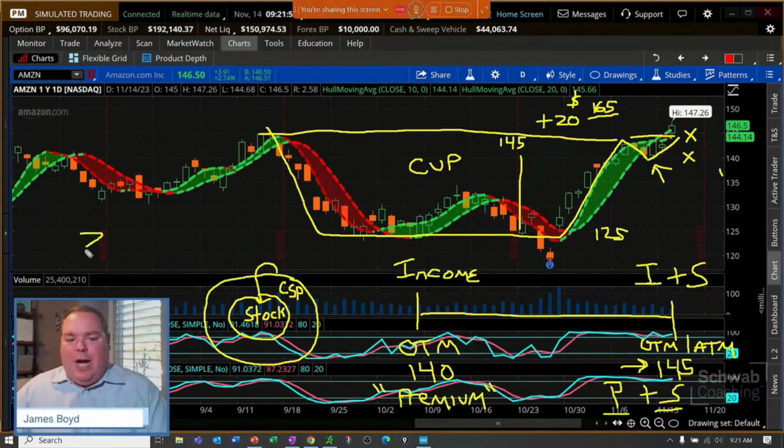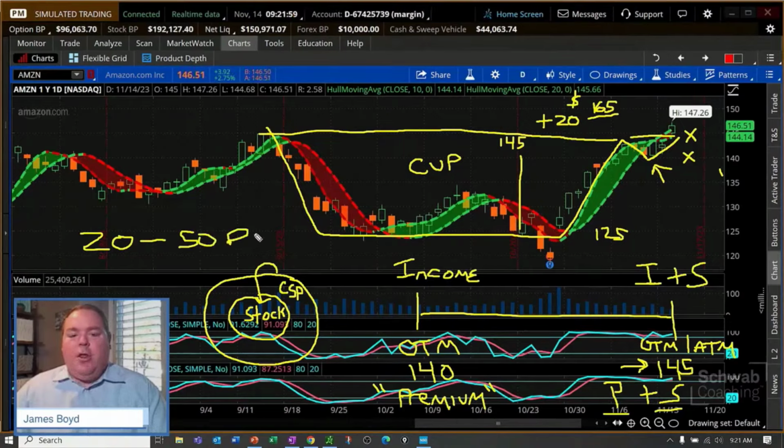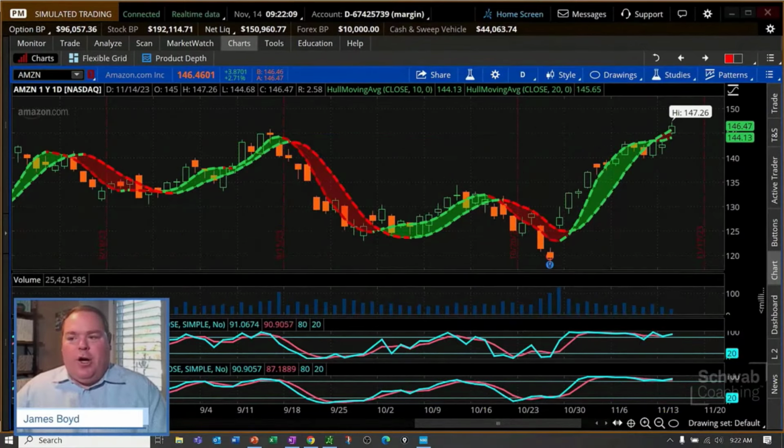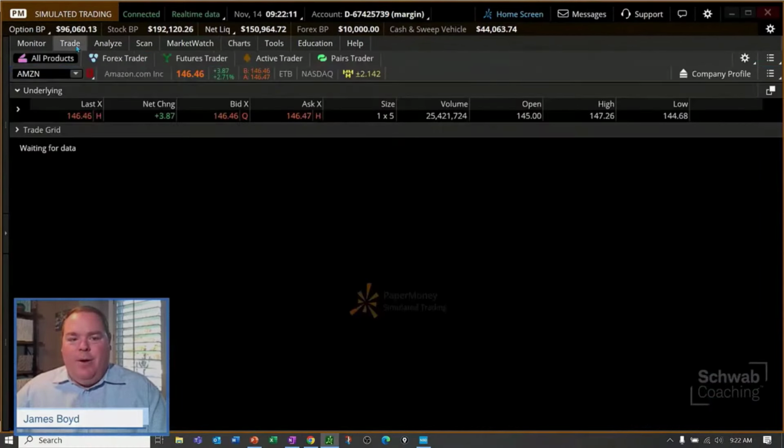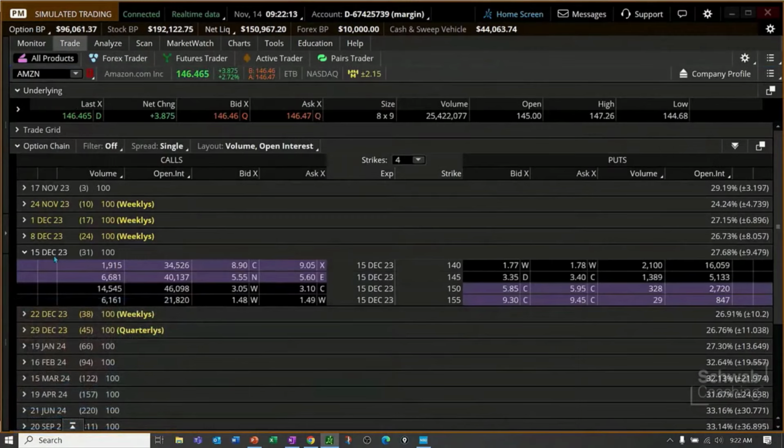Now, when we talked about this strategy last week, just seeing more application of it, 20 to 50 days to expiration, and we start with the monthly options where there tends to be more liquidity. So let's go to work now. What we're going to do is go right back to that trade tab. We're going to go to the December expiration. We just talked through it.